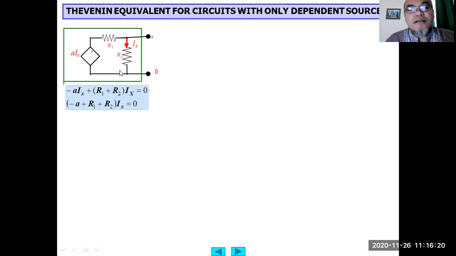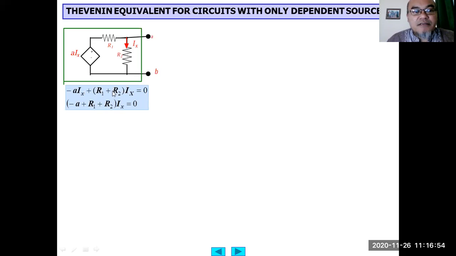So here, using the source voltage minus A Ix, and using loop analysis inside this loop, we obtain negative A Ix, which is a voltage, then (R1 plus R2) times Ix equals 0. So this is using loop analysis. Then in this loop, we obtain negative A Ix.